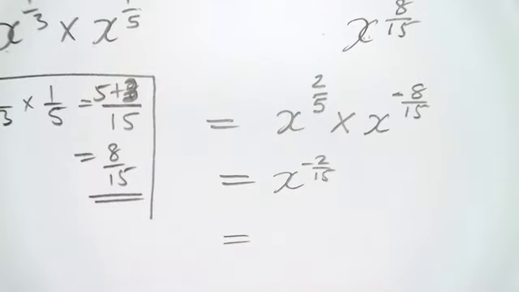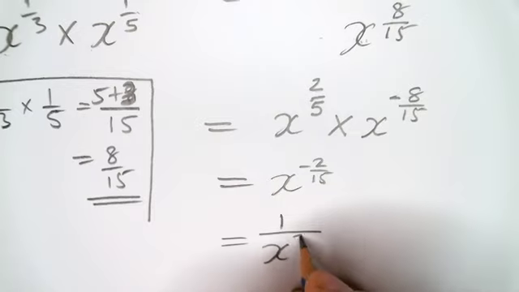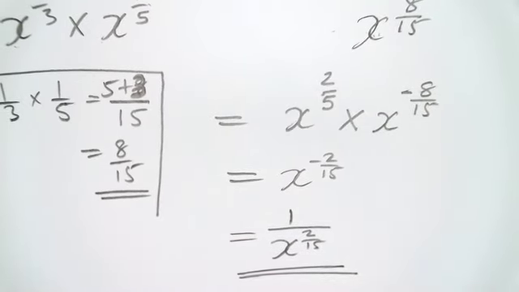We normally are advised to give indices, especially fractional indices, which are not negative. So this would actually be now 1 over x to the power of 2/15. And that would be the answer that they're probably looking for. Hopefully that helps.